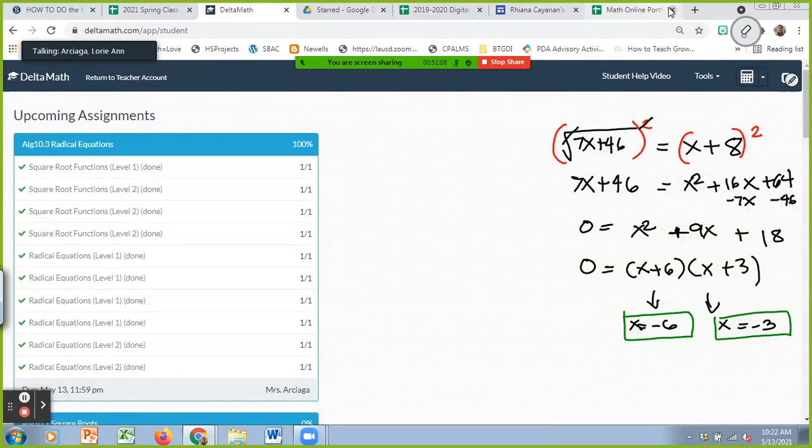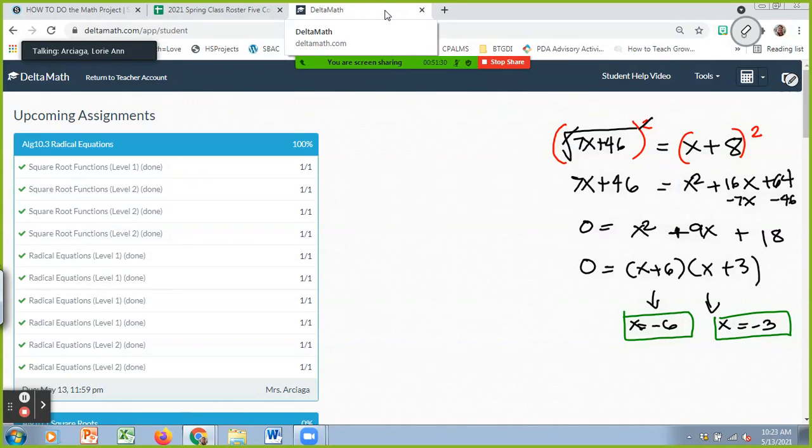What was the answer for the last one? It was -6 and -3. Both of them. So you have to put -6, then a comma, and then -3. Uh-huh. All right.